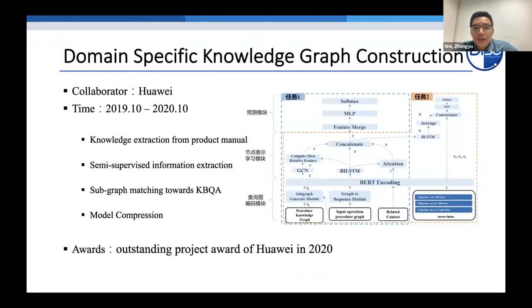The second industry project is a collaboration with Huawei, where we are trying to construct a knowledge graph based on the product manual. And we got the Outstanding Project Award of Huawei in 2020.